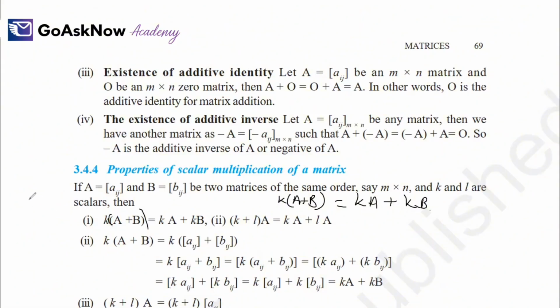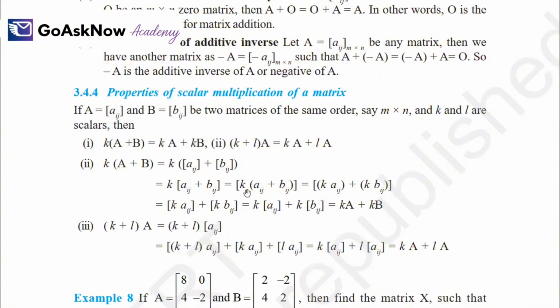Now we will see the proof of this and how it comes. Let's start. If you have K(A plus B), that can be written as K into [aij plus bij]. This is also equal to [K(aij plus bij)], as we talked about in yesterday's class. So it is equal to [Kaij plus Kbij] inside the matrix, and if you open it, you will get the matrix [Kaij] plus [Kbij].